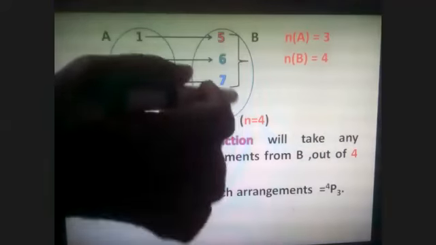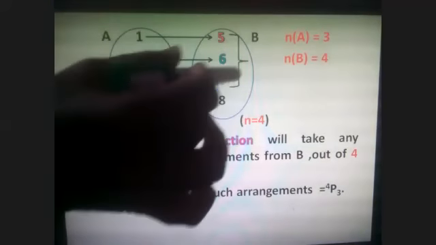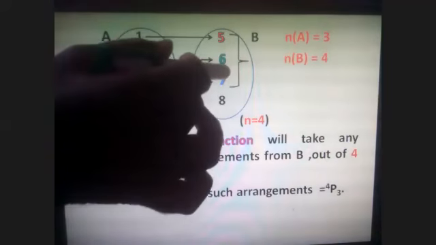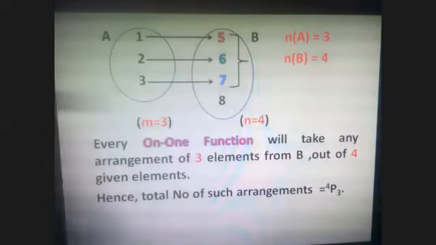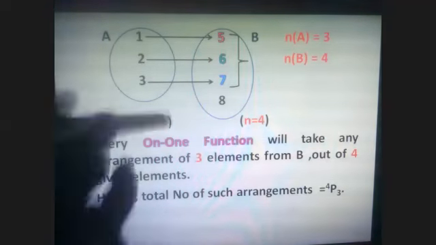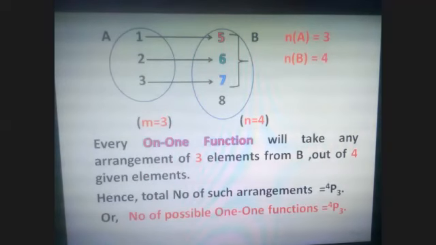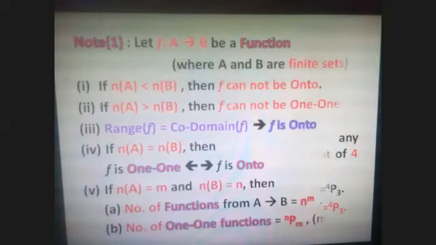Take another arrangement, maybe 6, 7, 5, or maybe 7, 6, 5, or maybe 6, 8, 5. Any arrangement will be a one-to-one function. So how many one-to-one functions? 4P3, precisely nPm. 4P3, that is nPm.